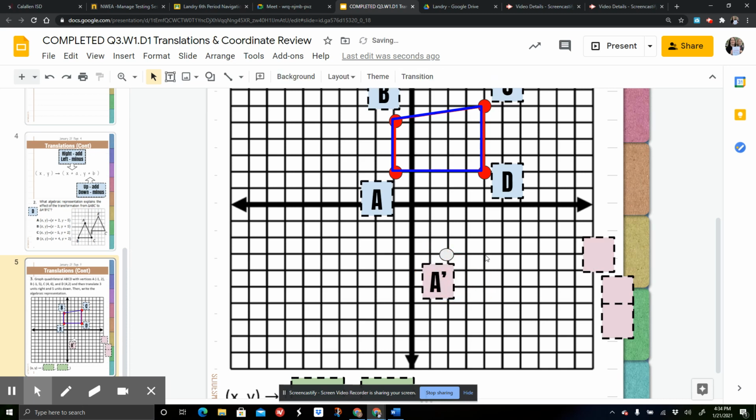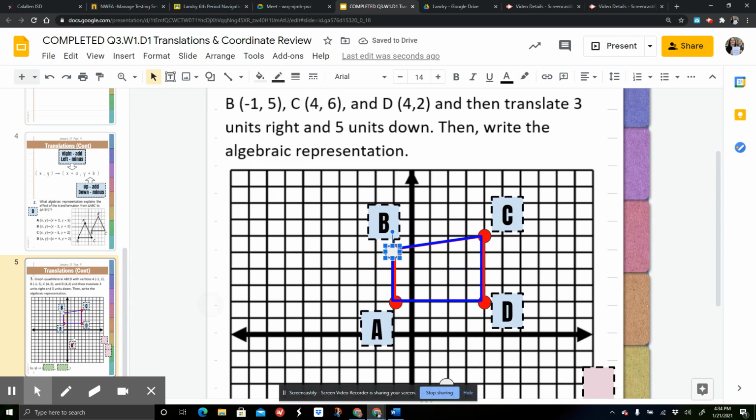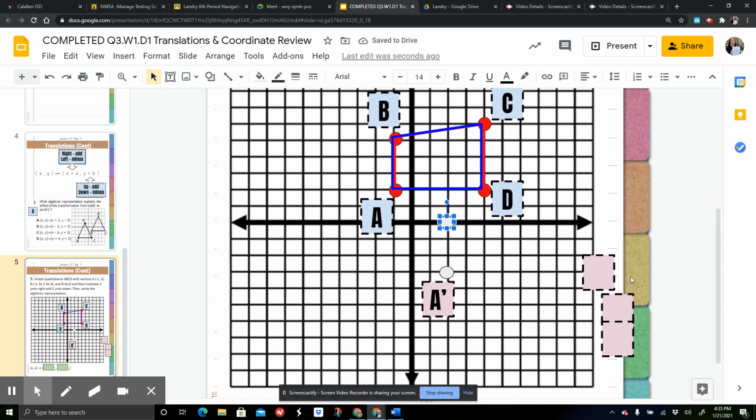Okay, I'm going to do the same for each. So I'm actually just going to copy this point and start at B, and I'm going to perform the same translation for each one. So it's going to go 3 to the right. So 1, 2, 3, and 5 down. 1, 2, 3, 4, 5. I'm going to grab one of those new text boxes down towards the bottom. I'm going to type B prime, and I'm going to put it next to that new point we just placed.